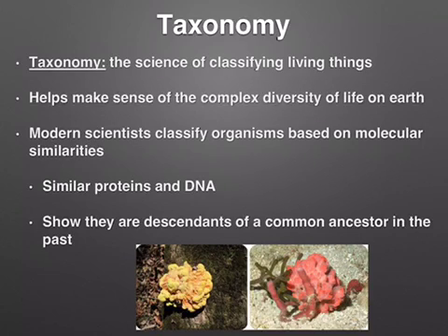Modern scientists classify organisms based on their molecular similarities, so they're looking at their DNA and their proteins and seeing how two different organisms are similar with their DNA and their proteins, and then how they are different. This process shows how they can be descendants from a common ancestor in the past.